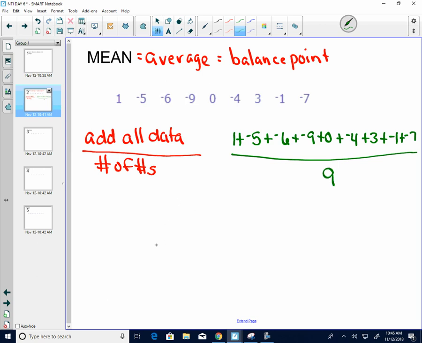And when you do that, the mean turns out to be a decimal, approximately -3.1. I rounded it, so thus we use the approximately symbol. The 0, even though it doesn't change the sum of the numbers, it does count. So we have to divide by 9 because 0 does count.